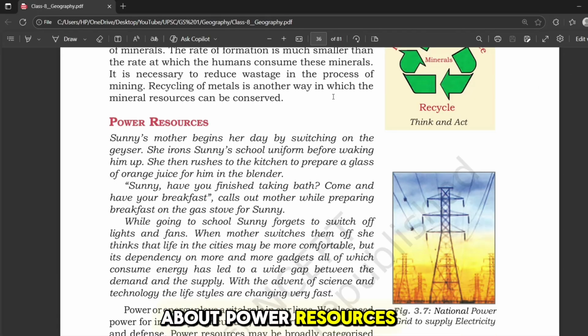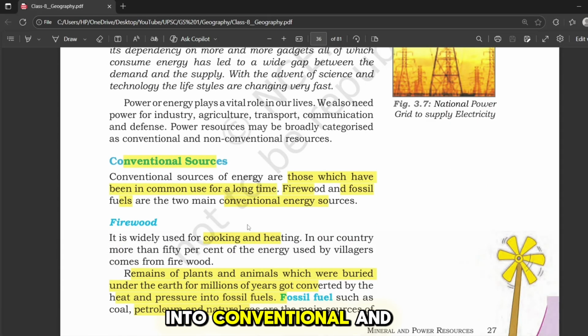Now let's talk about power resources. Basically, the sources of energy we use to make our life run. For example, solar energy, hydropower, wind energy, and fossil fuels all come under power resources. These are divided into conventional and non-conventional sources. The first one is conventional sources.